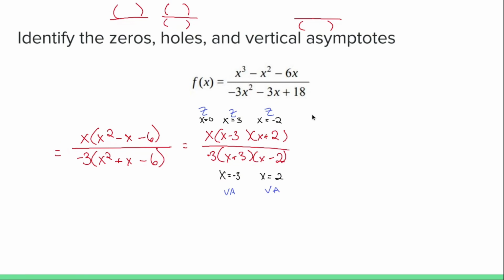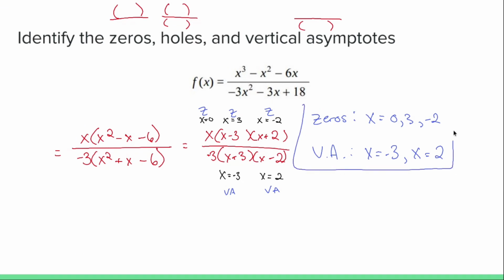So I have 3 zeros, and those are x equals 0, 3, and negative 2. I have 2 vertical asymptotes, and those are the equations x equals negative 3 and x equals 2. I have no holes, so this right here is going to be my answer.